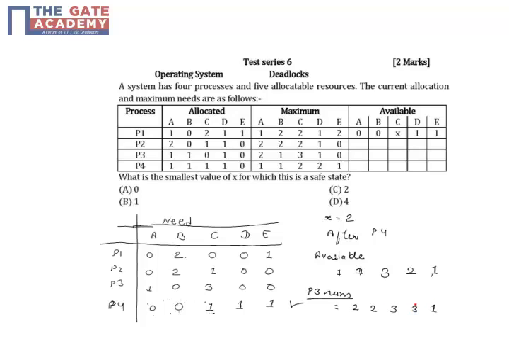And after that P2 can run, you can easily see that P2 has a lower requirement than the available. After that, available will become the allocation of P2 plus whatever available we have. So it will be 4 2 4 4 1, and at the end P1 can also run. So for x equal to 2, we have a safe state. So option C is the correct one.